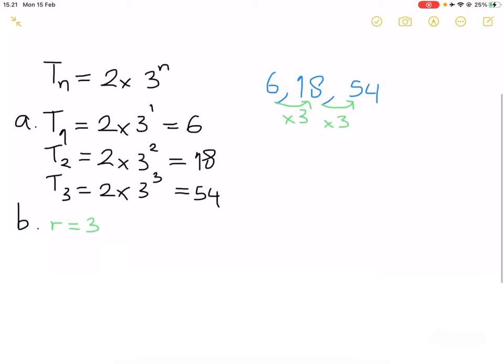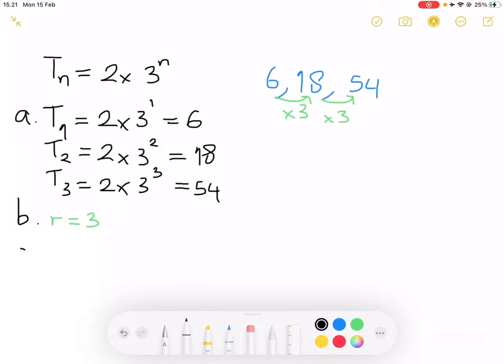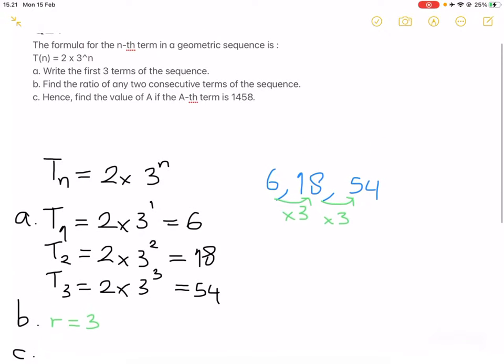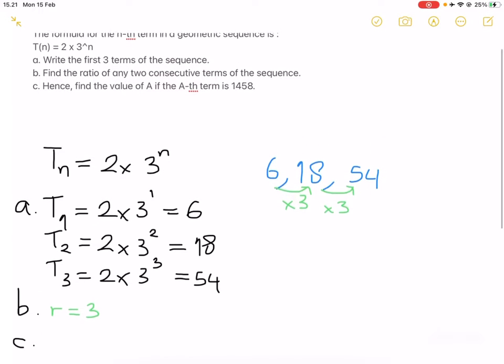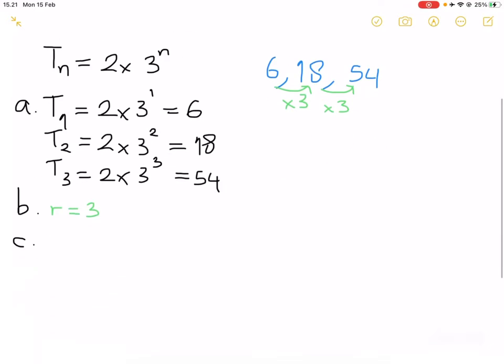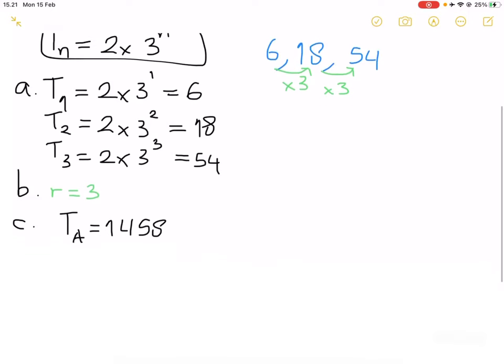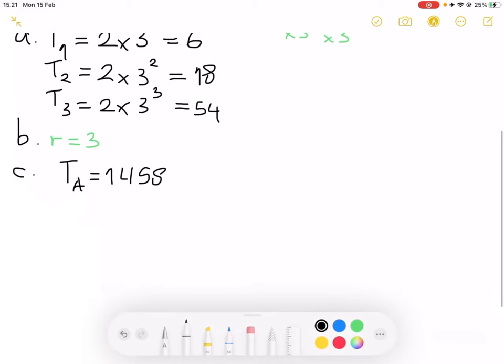And for C, find the value of A if the 8th term is 1458. So we can just set up an equation. T of A is equal to 1458. And using our given formula right here, except we're using A as a variable, so 2 times 3 to the A is equal to 1458.